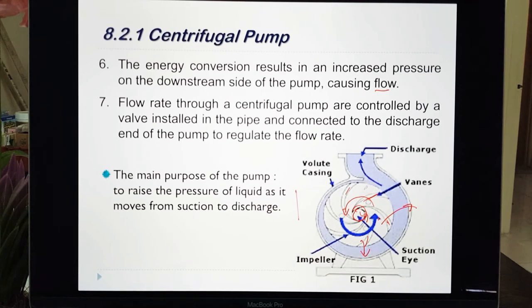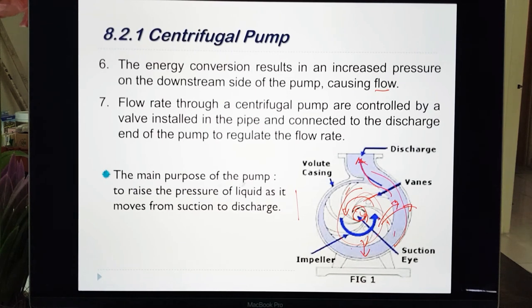So can you see this particular area and this particular area? They have different sizes of area. One is smaller and the other one is larger. That's why they will have a difference in terms of pressure. So when the fluid is discharged outward radially, it will have a different pressure, and from there it will be discharged at the outlet area at higher pressure.